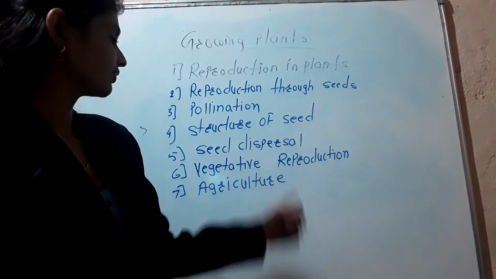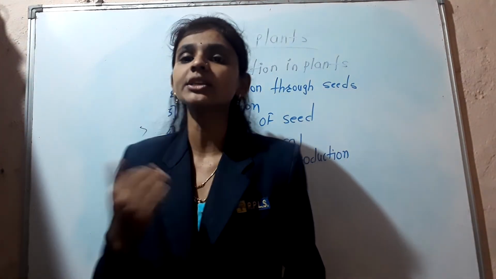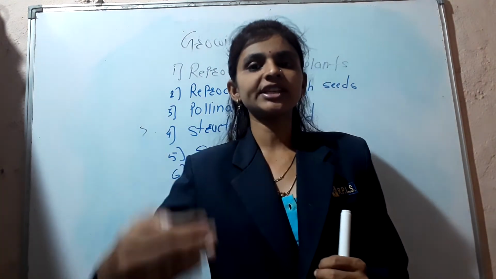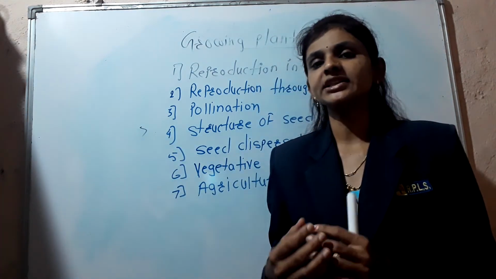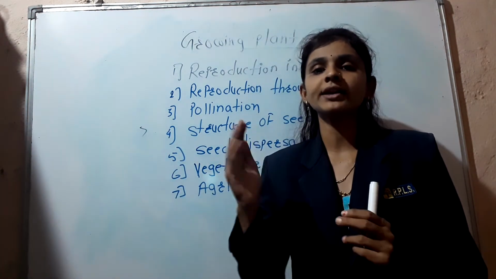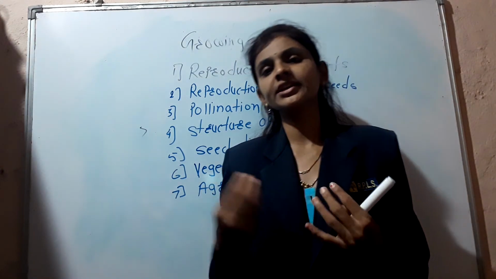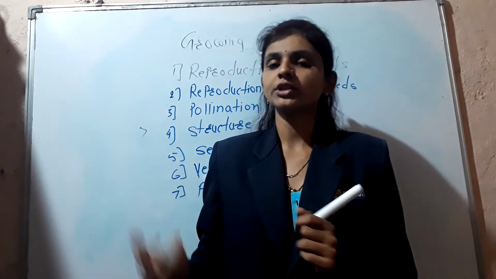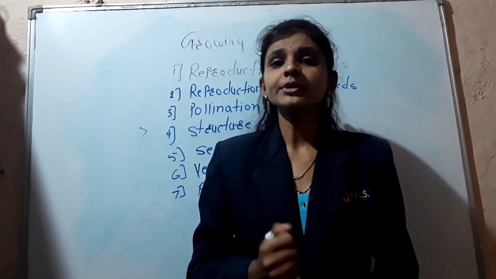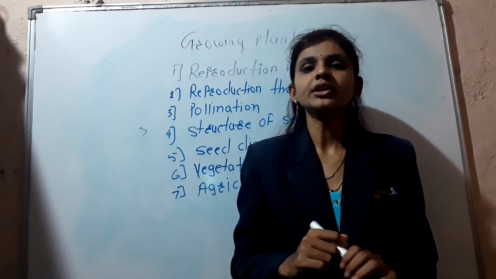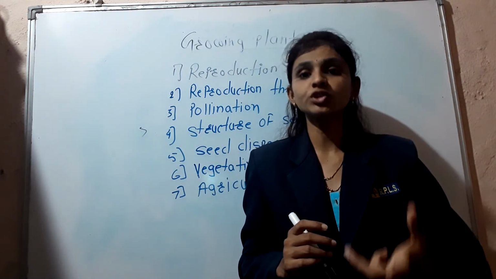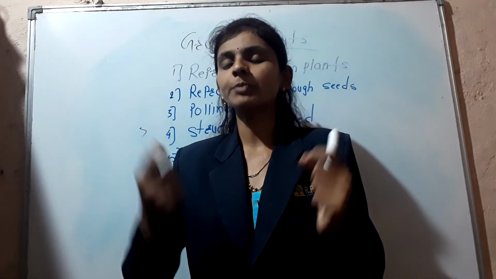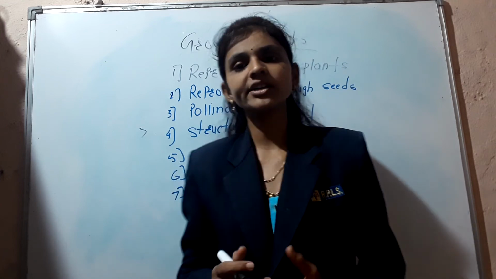Now the next part is vegetative reproduction. Vegetative reproduction means the reproduction of the plant through the body parts. Which are the body parts? The leaves, stems, and roots. Some plants can reproduce through leaves. Through the stem, some plants like potato can reproduce. And some plants can be reproduced through their roots also. So vegetative reproduction means that naturally, by using the body parts of the plant, they can be reproduced.